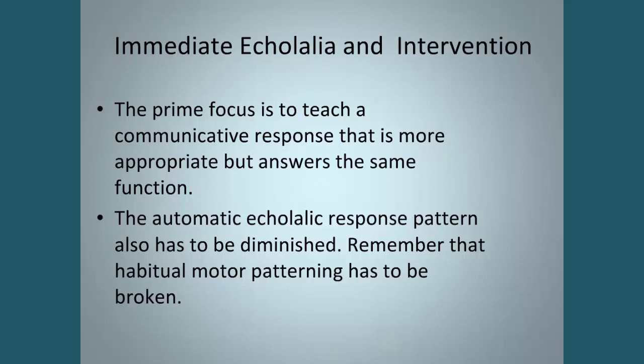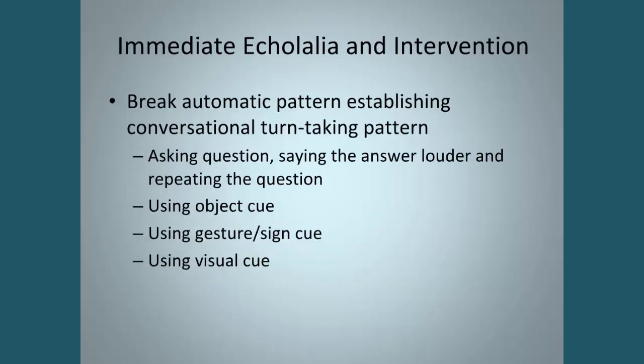And because of their motor planning issues and executive functioning issues, we have to teach them to inhibit that repetition, that motor planning of repetition, and to then stop that and then motor plan something new. So the focus in intervention is to break that automatic pattern and establish a conversational turn-taking pattern that involves them inhibiting the repetition and then starting to motor plan a new response. You can do it auditorily, and it works somewhat. It's not the most efficient, but you can.